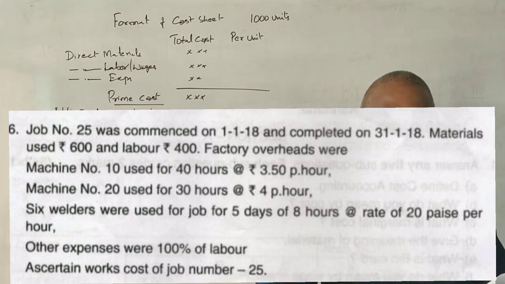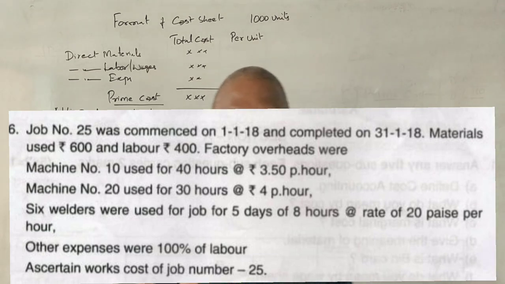Materials used rupees 600, labor rupees 400, factory overheads were: machine number 10 used for 40 hours at 3 rupees 50 paise per hour, machine number 20 used for 30 hours at 4 rupees per hour, 6 welders were used for the job for 5 days, 8 hours at the rate of 20 paise per hour. Other expenses were 100% of labor. Ascertain the works cost of job number 25.